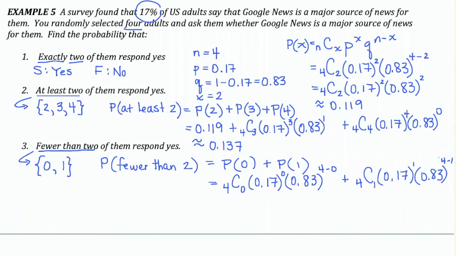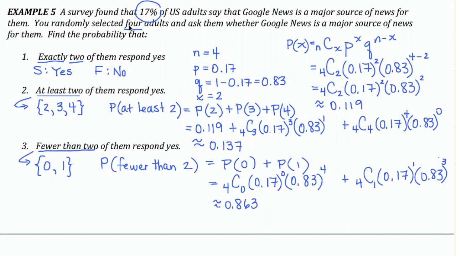I've substituted into the formula. So again, once you simplify your exponents, 4 take away 0 is just going to be 4. And 4 take away 1 is going to be 3. You're ready to put these into a calculator, and you should get approximately 0.863.